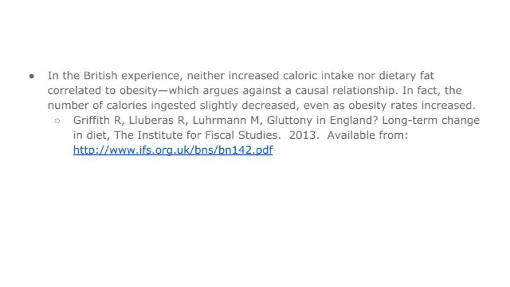And in England, it was the same story. Actually, the average calories in England during the same period went down, while obesity was going through the roof. So it's not calories in, calories out causing the obesity epidemic.